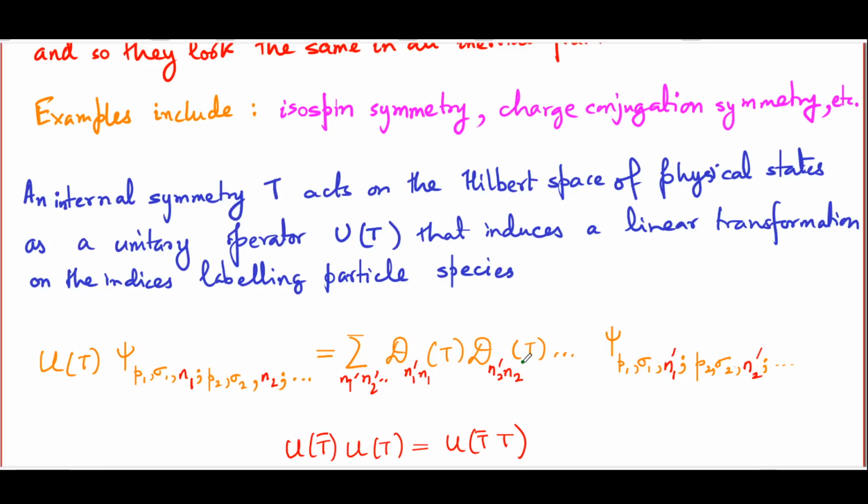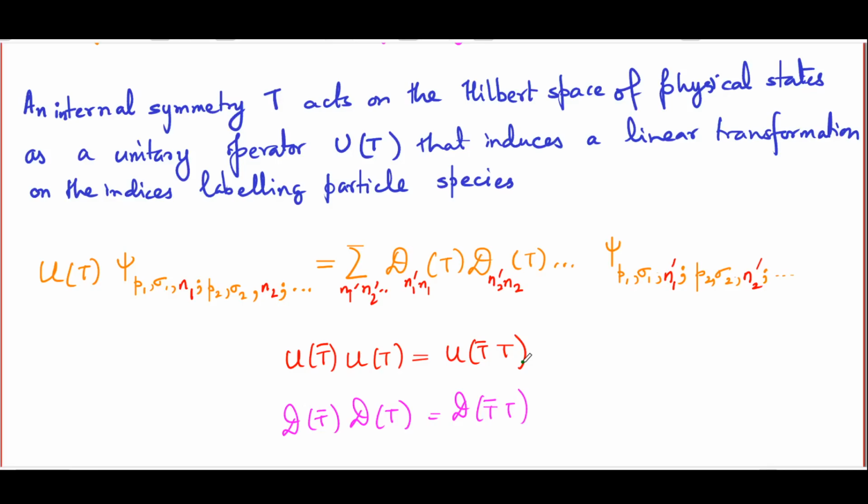And since we know that two transformations carried out one after the other, T bar T, which means T bar after T, must have the same effect as doing them in one go, U of T bar T must be the same as U of T bar times U of T. In other words, the U's form a representation of the corresponding symmetry group, and as an immediate consequence, the matrices curly D also obey the same composition rule. Curly D of T bar times curly D of T must be curly D of T bar T.